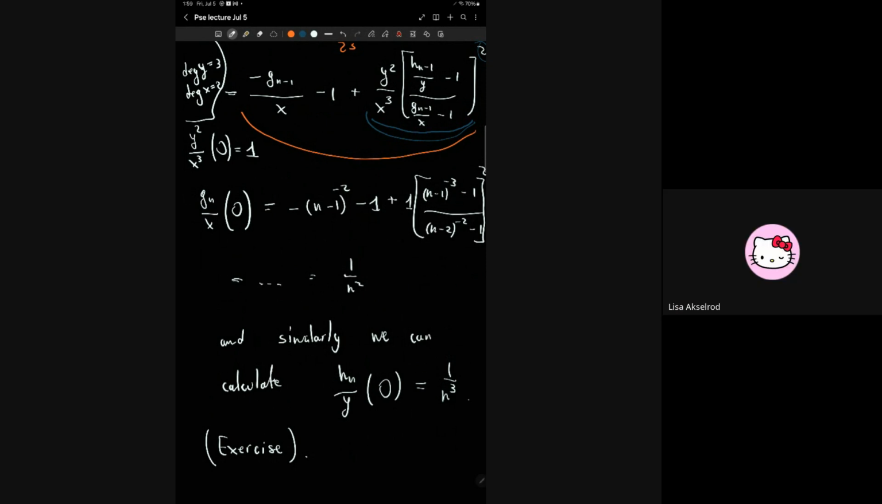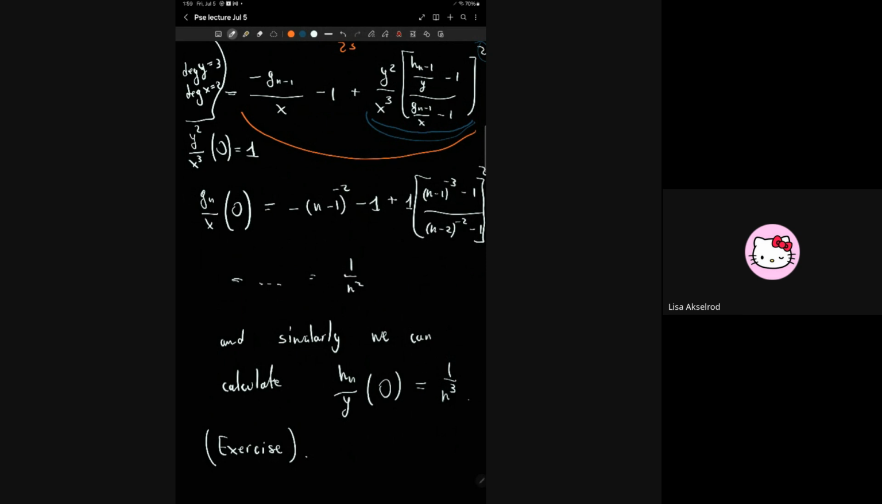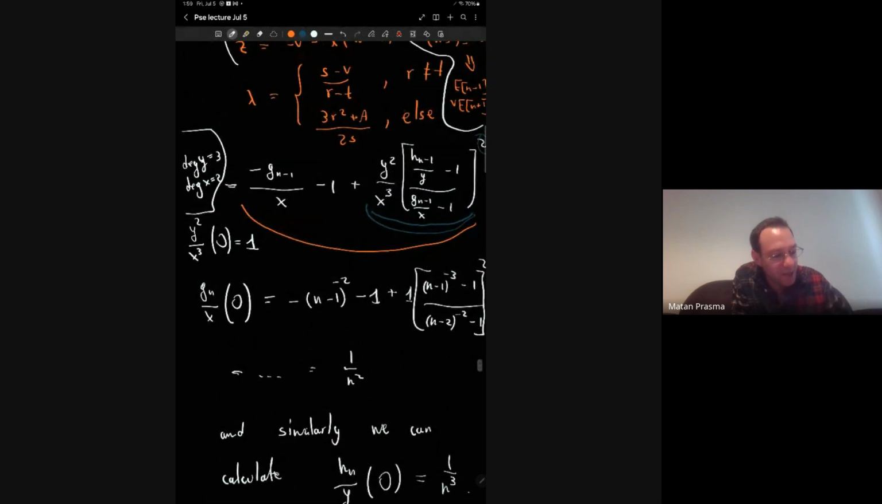So I assume by induction, I need to have a base case. We had the base case n equals 2. And then of course I deliberately wrote Gn over x as stuff that are Gn minus 1 over x and Hn minus 1 over y, because then I can use the inductive assumption.